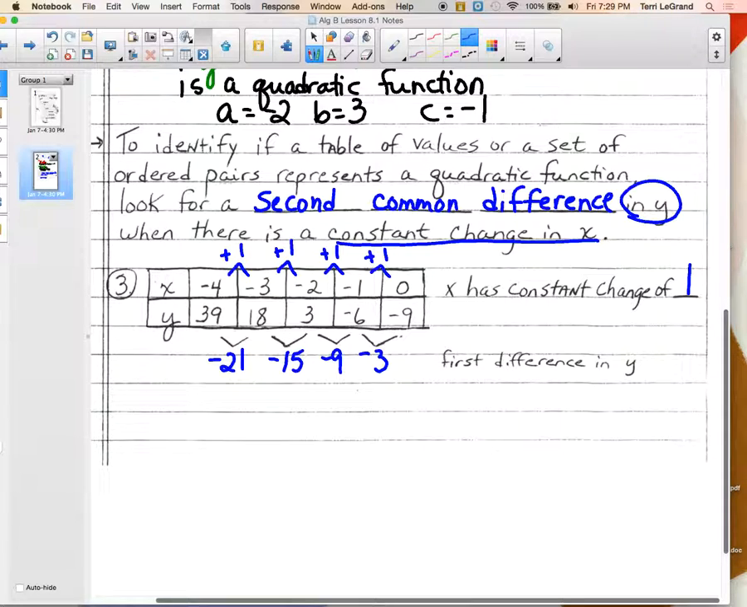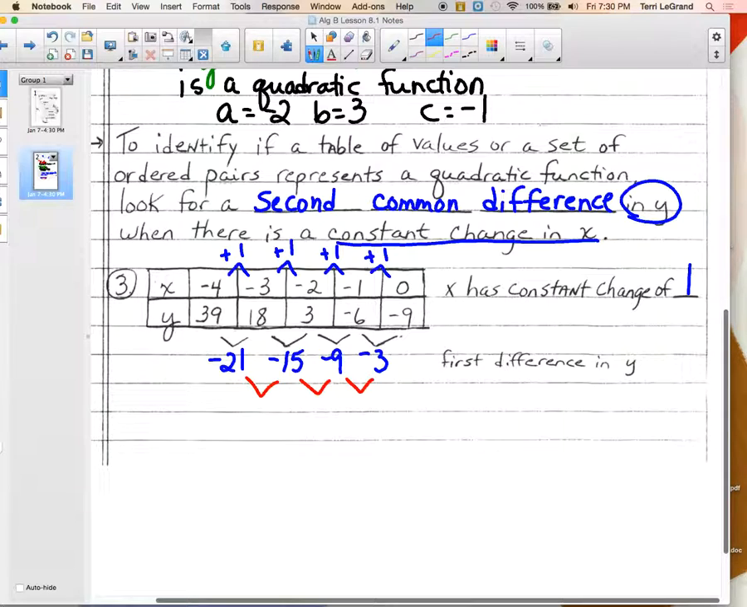Okay, well, is that a common difference? It's not. Negative 21, negative 15, negative 9, negative 3, they're not all the same. If it had been, I don't know if you remember this from all the way back in chapter 4 last year, if it would have been a common difference in this first difference, we would stop and say this is a linear function. But since it's not linear, we're going to go on and check now to see if it's quadratic. So now we have only 3 differences to find, from negative 21 to negative 15, from negative 15 to negative 9, and from negative 9 to negative 3.